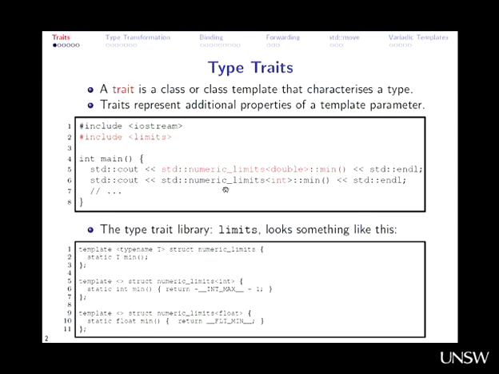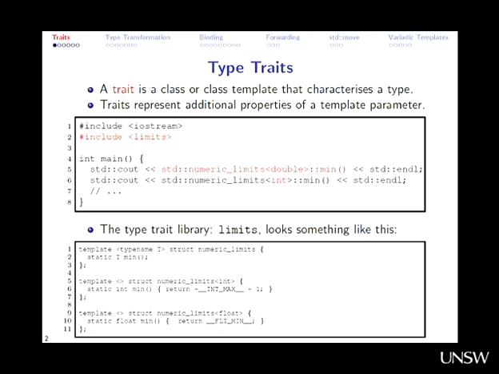So we had these numeric limits. And that was actually in week 2 we had those numeric limits. And numeric limits allows us to say get the maximum value of an int. Now, the type trait library for limits looks something like this. What is the name of this? So what is the name of this sort of type of coding? Partial specialization again.